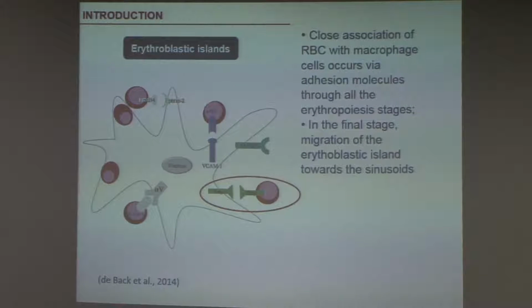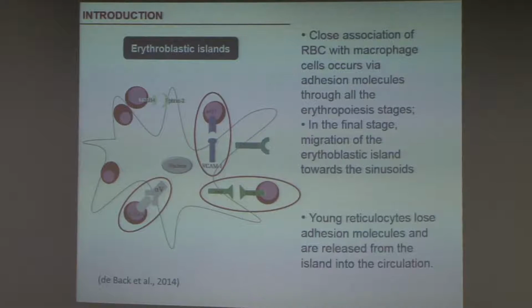Within the erythroblastic islands, the close relation of red blood cells with the macrophage occurs via adhesion molecules. The first one was the erythroblast macrophage protein, and others were described afterwards. In the final stage, there is probably a migration of erythroblastic islands towards the sinusoids to permit the release of young reticulocytes that lost some of their adhesion molecules, to be released into circulation.